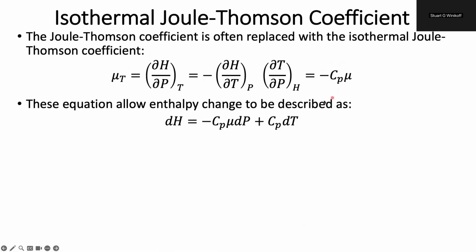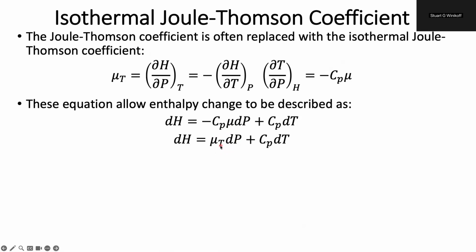So what we can do is we can now redescribe our general equation for the change in enthalpy in terms of pressure and temperature in one of two ways. We can either base it on this heat capacity and Joule-Thomson, or we can just use the isothermal Joule-Thomson. These two formalisms are equivalent. We've just substituted in the isothermal Joule-Thomson.